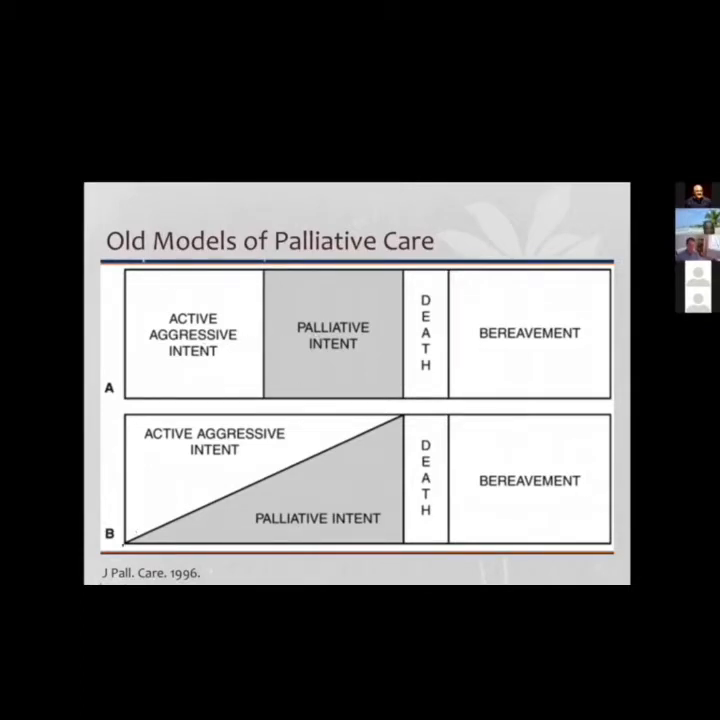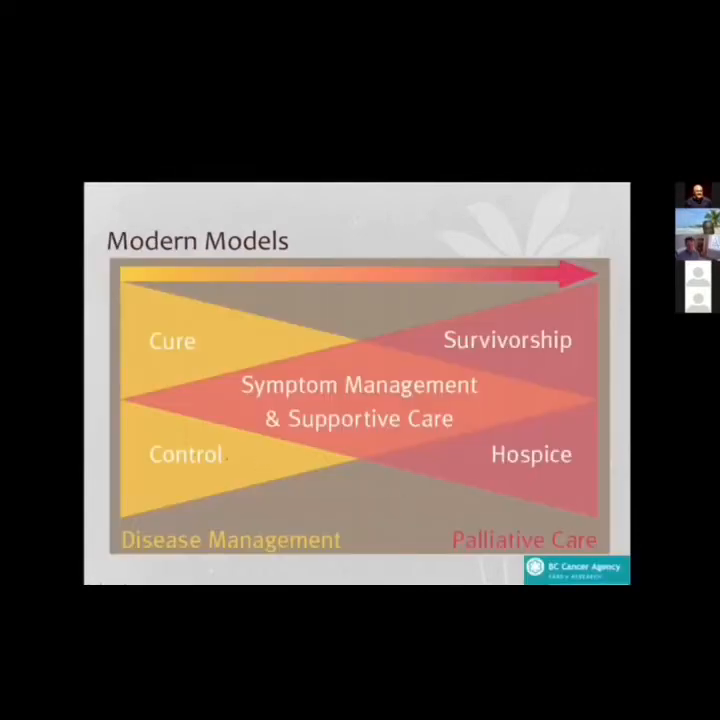Then gradually the understanding came in that there can be a gradual increase in the palliative intent of the treatments that we're doing, recognizing that the cancer may not be curable, but that we can help a person live as well and as long as possible, with care continuing through until death, and then also supporting the family in bereavement.